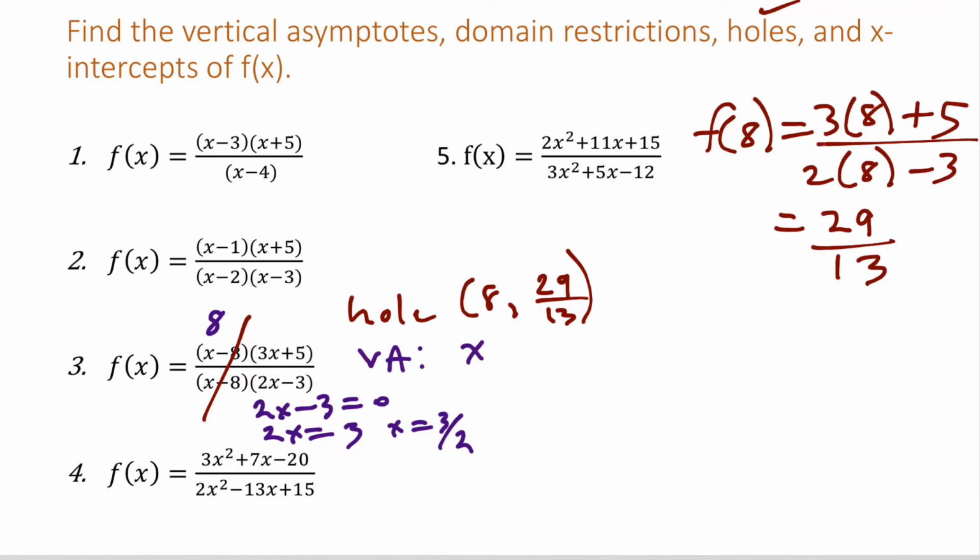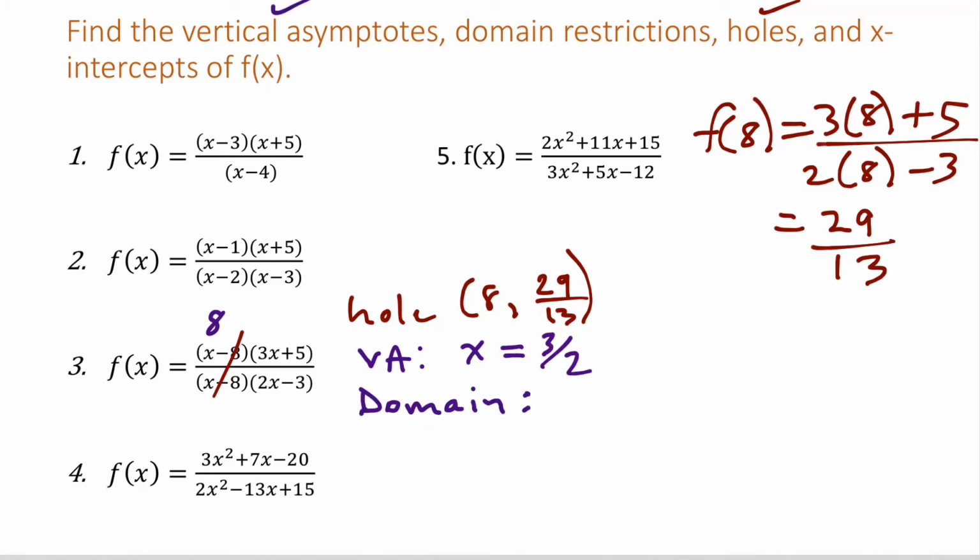All right, so I write it as an equation of the vertical line, so x is equal to 3 halves. So we would say for our domain, all real numbers except x cannot be 3 halves because it causes a 0 in the denominator.